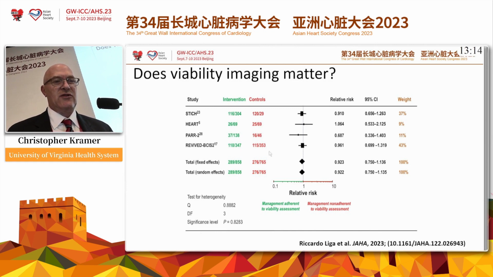This meta-analysis suggests that different techniques of assessing viability don't change outcome with revascularization. And these various techniques, the STICH trial included dobutamine echo and nuclear techniques. The PARR-2 included PET, and the most recent BCIS2 trial involved CMR and late gadolinium enhancement. You can see overall there was a slight trend, but really no improvement in the outcome in patients in which management was adherent to the assessment of viability before revascularization.